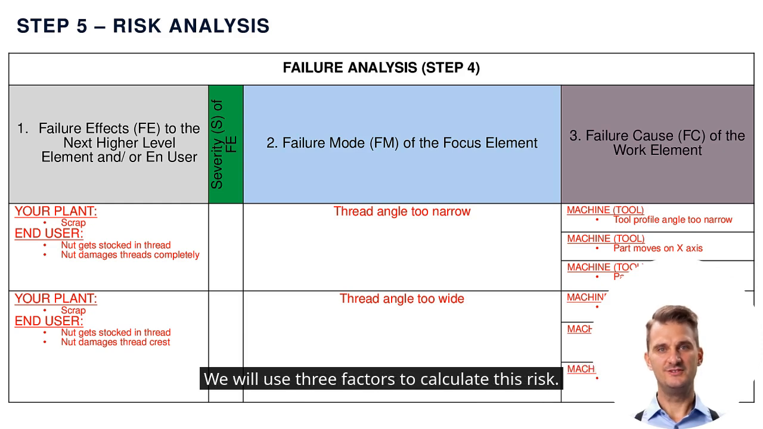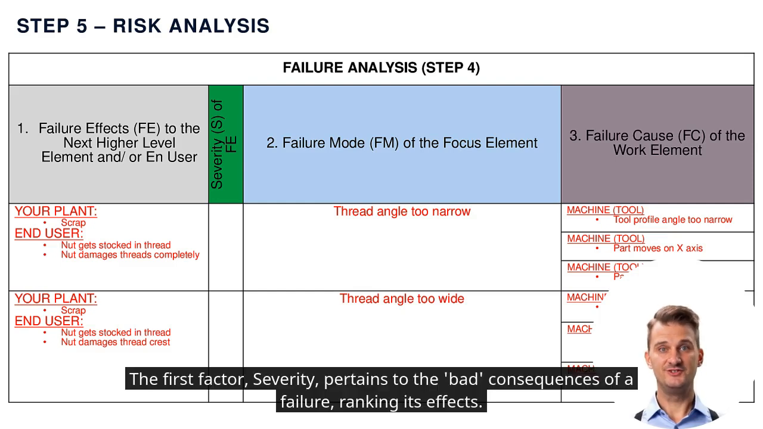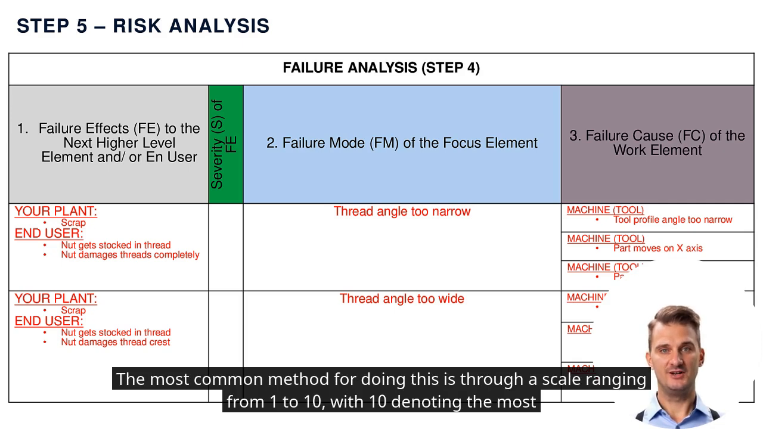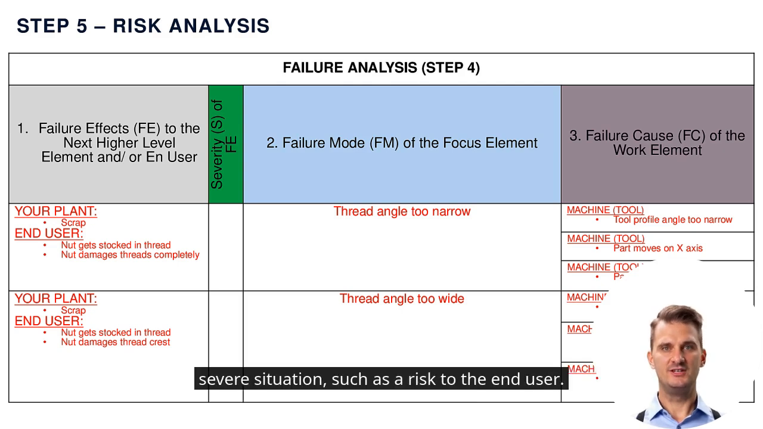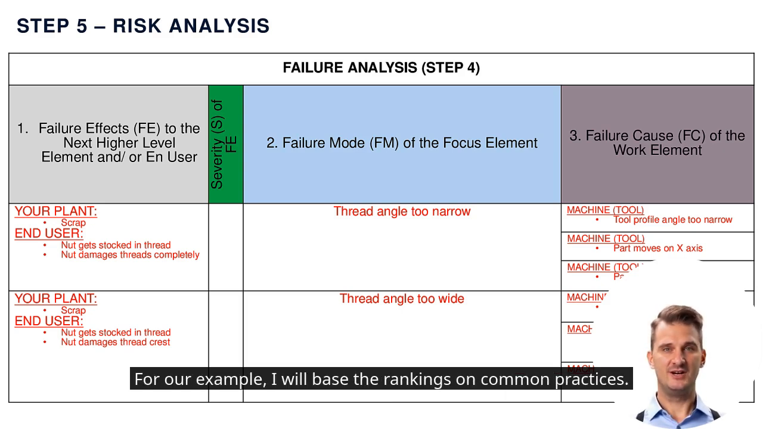We will use 3 factors to calculate this risk: severity, occurrence, and prevention. The first factor, severity, pertains to the bad consequences of a failure, ranking its effects. Consequently, in FMEA, we rank each of the failure effects on a higher level. The most common method for doing this is through a scale ranging from 1 to 10, with 10 denoting the most severe situation, such as a risk to the end user. Different tables are used across various industries to define these specific values.